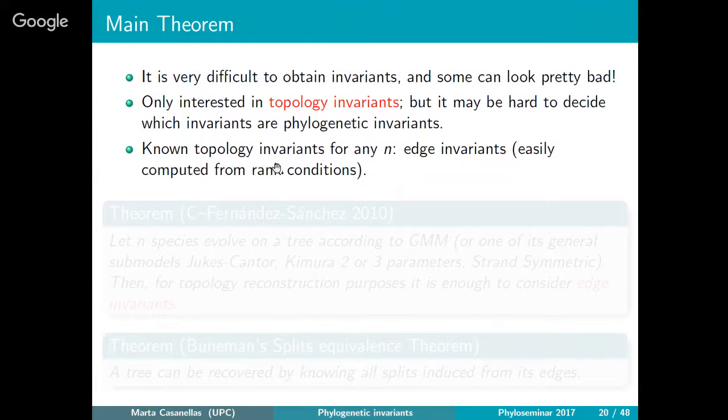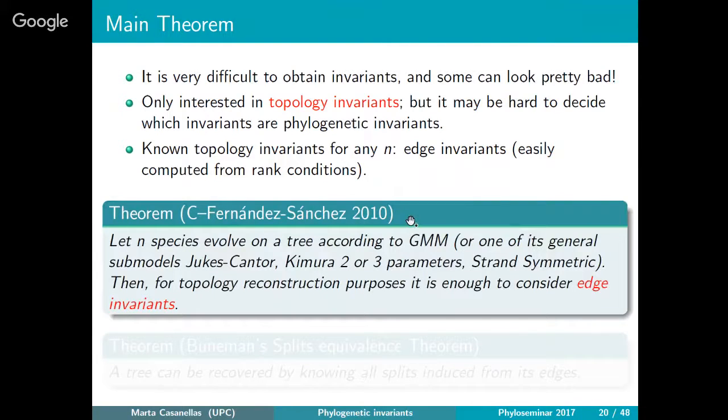We already saw that there are some nice invariants known for any number of leaves, the edge invariants. I presented them for quartet trees, but we can extend them to any number of leaves. And the nice result is that for any tree on any number of leaves, any tree evolving under the general Markov model or one of these general submodels, then if you only want to reconstruct the tree topology, it is enough to consider this type of edge invariants, these conditions on the rank of certain matrices that we call the flattening matrices. So these conditions are easy to evaluate.